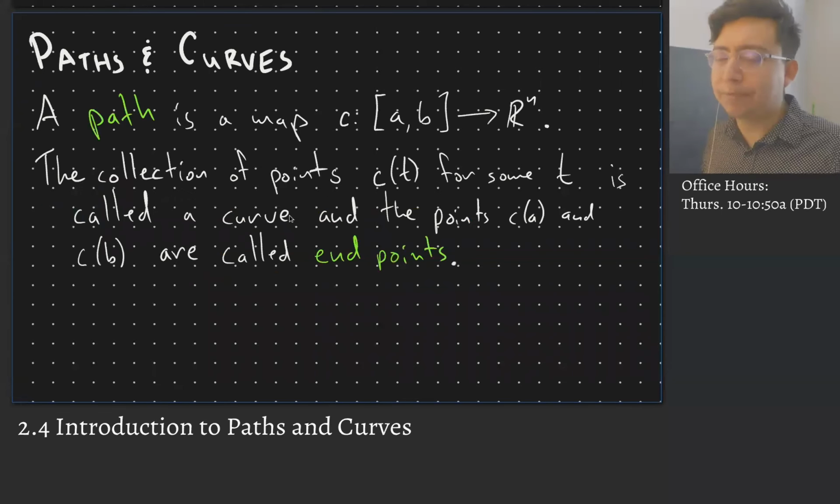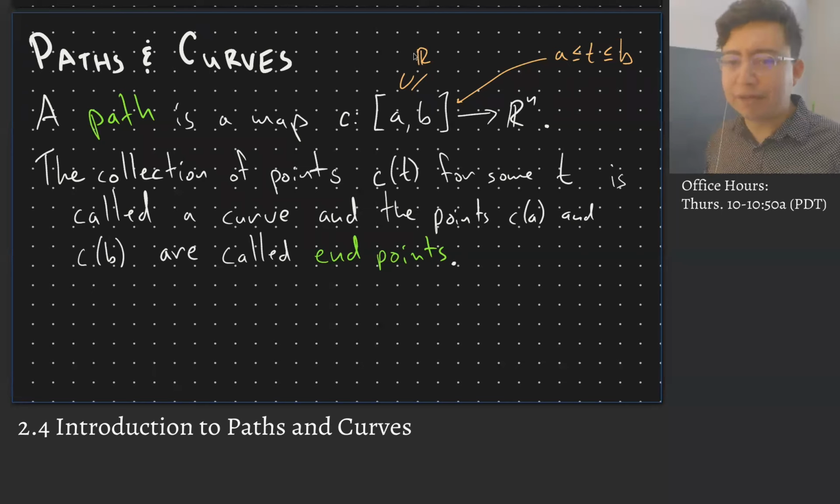So paths and curves. A path is a map from an interval. A to B is shorthand notation for t, where your input is going to be between A and B, bigger than or equal to A, but smaller than or equal to B. That's what this means. In particular, this is a subset of R1, or just R. This is a subset of the real numbers.